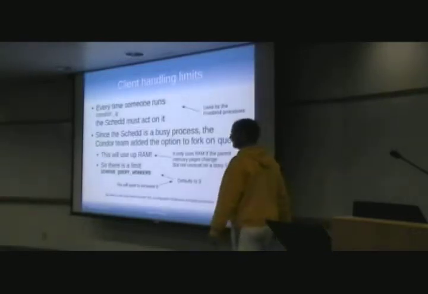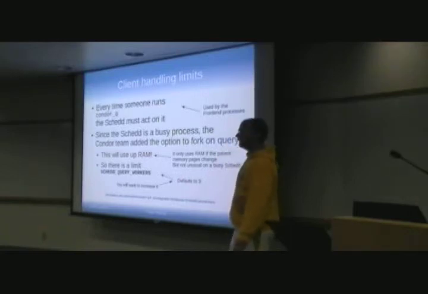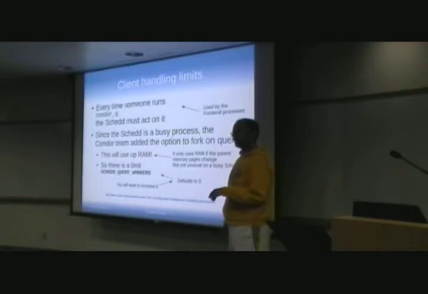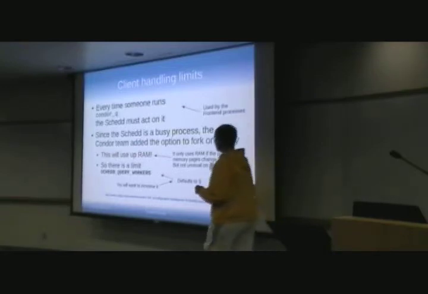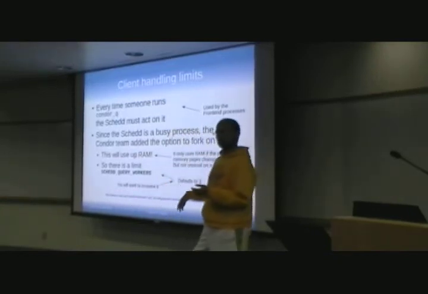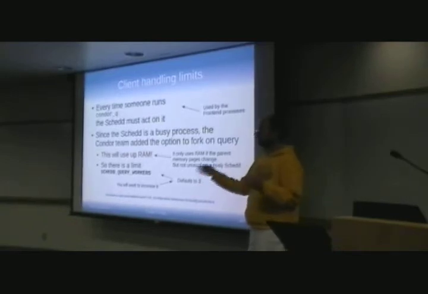Just like with the collector, the SCHEDD must handle Condor queues. And it will do the same thing. It will fork on query. Because the SCHEDD is also a very busy daemon, actually often way more busy than the collector. And again, a side effect of that is that it will use RAM, because Condor tends to spread its memory pages all over the place, so it changes pages very, very fast.